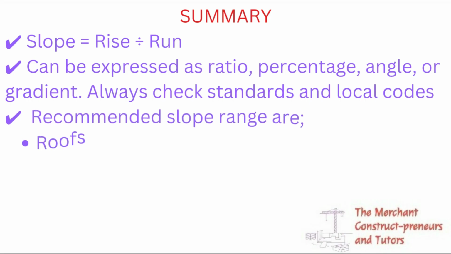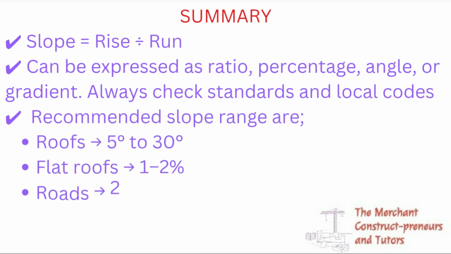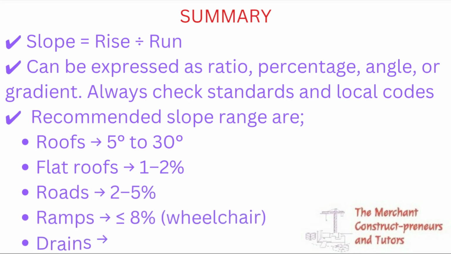So you can see that to calculate slope or to convert slope is very, very easy. So slope is just rise divided by run. It can be expressed as a ratio, as a percentage, as an angle, or a gradient. So always check standards and local codes when you are doing this. For the recommended slopes for various structural elements: roofs range from 5 degrees to 30 degrees, flat roofs 1 to 2%, roads 2 to 5%, ramps less than 8% for wheelchairs, drains 1 to 2%.